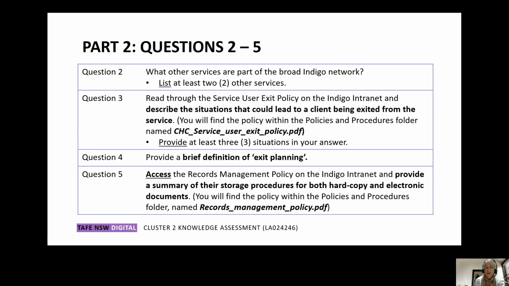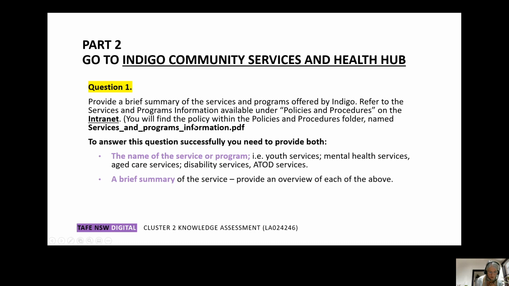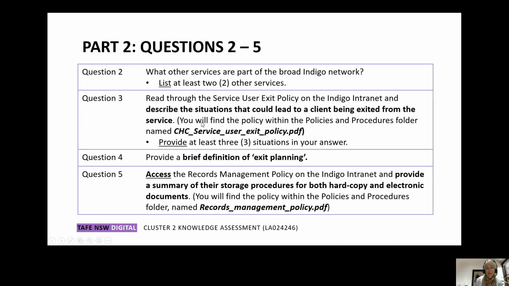Questions 2 to 5, very straightforward. Students normally blitz these questions. You're just needing to read the different policies to be able to answer the questions. Question 2, you'll be using the resource that you used in question 1, the services and program information, because you're going to list a couple of other services that Indigo offers as well. Or, you know, go back to the home page on Indigo and you'll notice some other services.